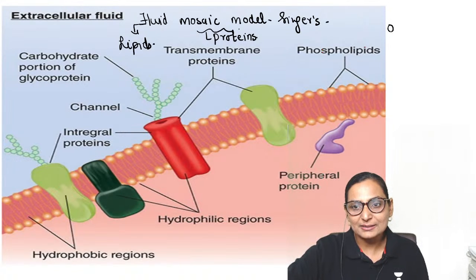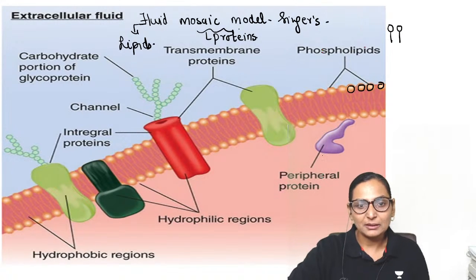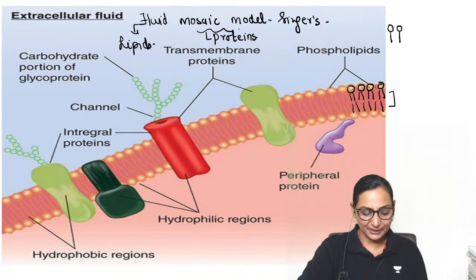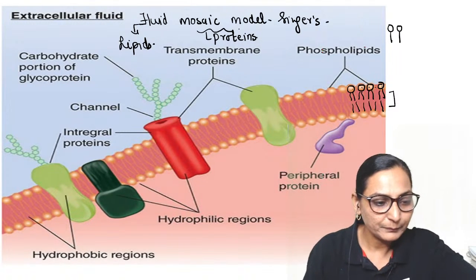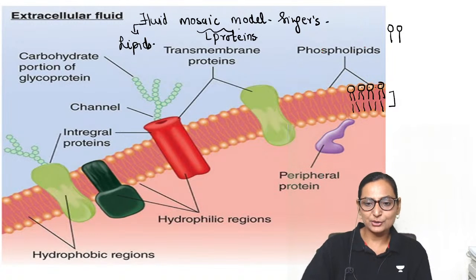So it is just like a pin. These are the heads of the pin, and this is the tail portion of the pin. The alignment is such that the tail portions of either side are facing each other, which are hydrophobic, and the head ends are hydrophilic.